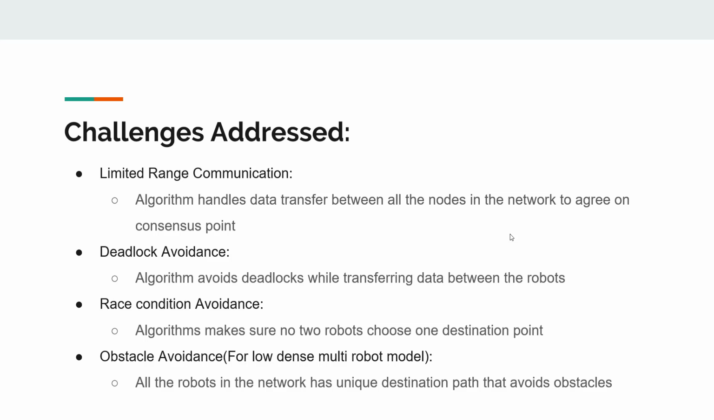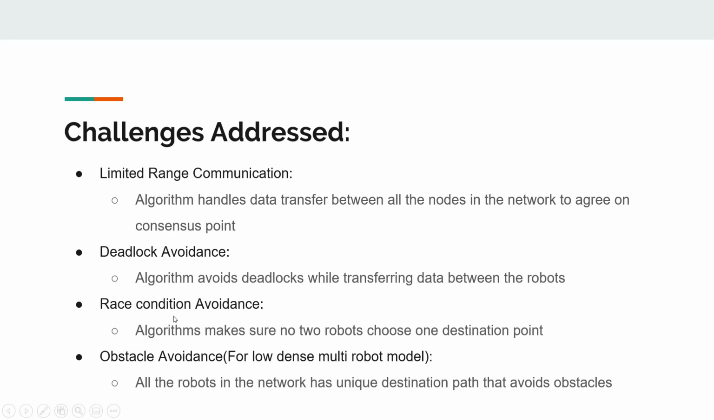Even though each robot can handle data only between its adjacent robots, our algorithm handles data transfer between all the nodes in the network. That means we are using limited range communication. Our algorithm makes sure that the data is transferred between all the robots. And the next thing is deadlock avoidance. There is a possibility of circular wait while sending and receiving data between the robots, which causes deadlocks. Our algorithm avoids all such circular waits, resulting in a deadlock-free system.